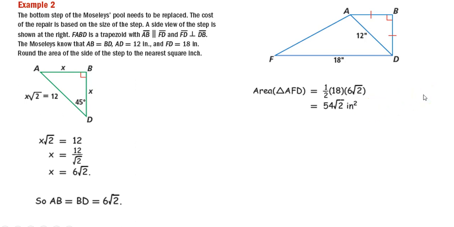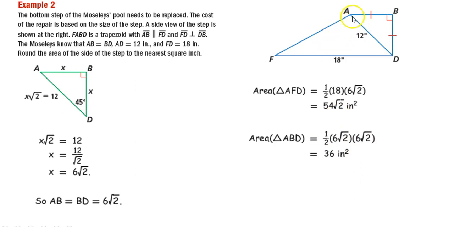So we have the area of this triangle, but then we need to find the area of the other one too, ABD, which is once again 1/2 the base times the height. There's the 1/2. The base is 6 times the square root of 2. The height is 6 times the square root of 2. That's going to simplify to be 36 inches squared, because 1/2 times 6 is 3. 3 times 6 is 18. And then the square root of 2 times the square root of 2 is 2. And 18 times 2 is 36.